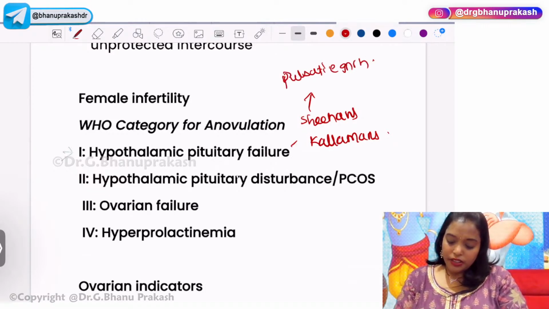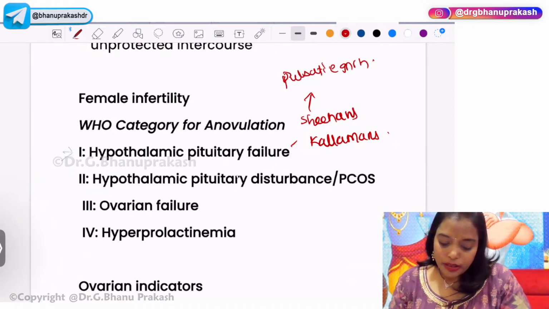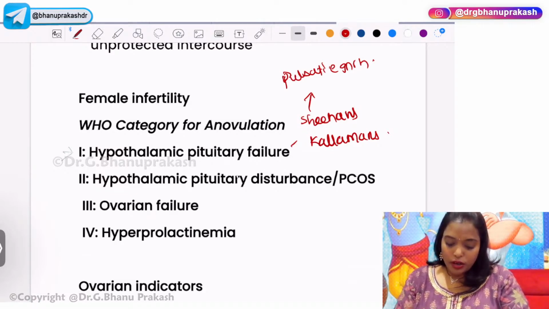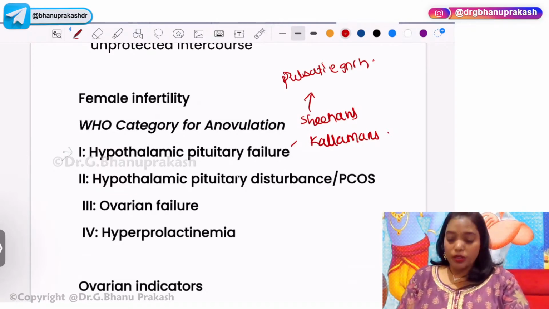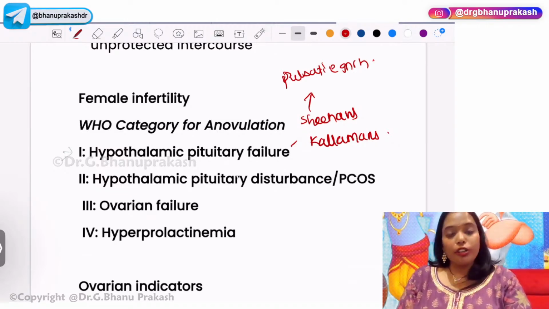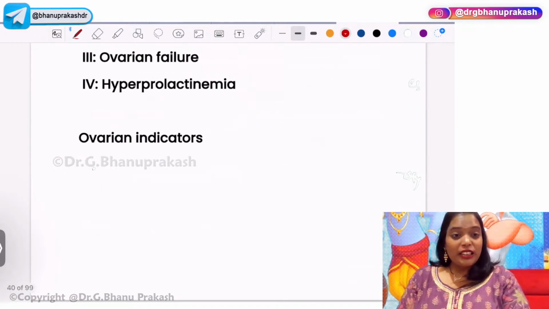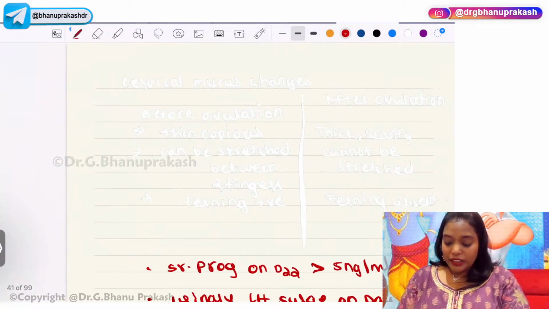Hypothalamo-pituitary dysfunction is PCOS, where you can give letrozole or clomiphene citrate. Ovarian failure, IVF with donor oocytes. Hyperprolactinemia, bromocriptine. What are the indicators of ovulation?